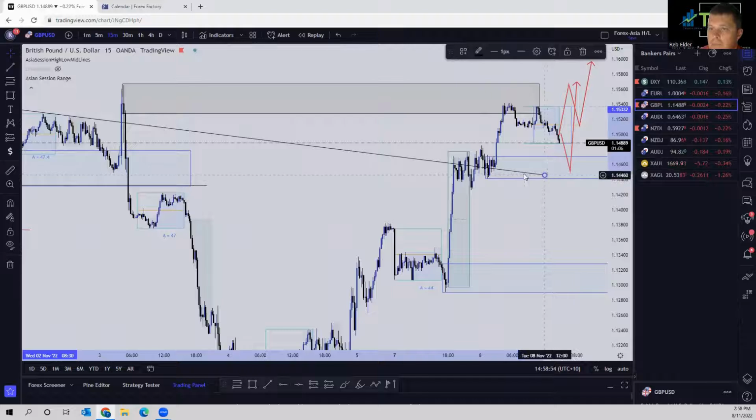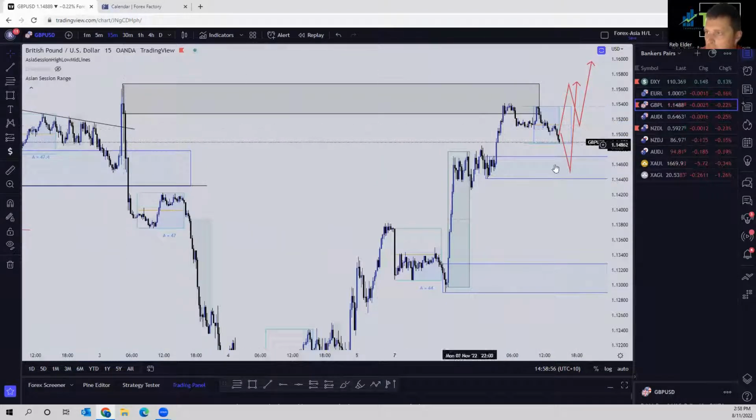So we've pushed higher. So basically what I would be looking for is a pullback down, retest this area around that 4,600 mark before going higher.